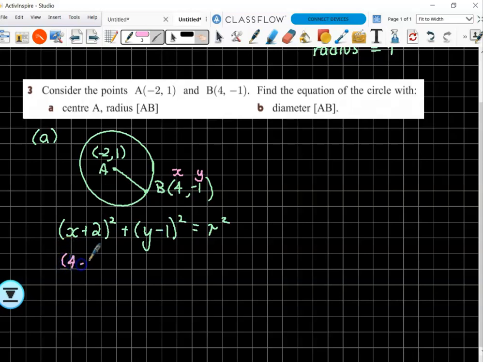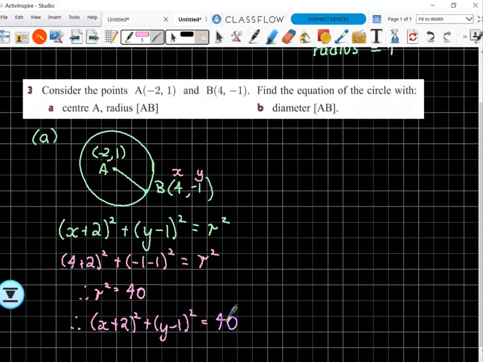So we're going to sub that in. It becomes 4 plus 2 squared plus minus 1 take 1. And we did do this last lesson, but I'm just getting us back on track and recalling our information. So 4 plus 2, 6 squared, 36 plus 4. So r squared equals 40. Therefore, the equation is now x plus 2 squared plus y take 1 squared equals 40. And we're done. And you'll be done soon.